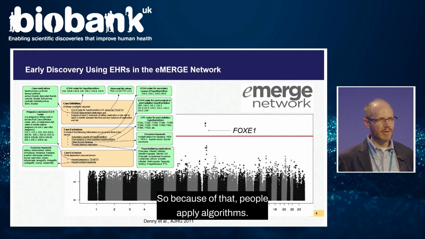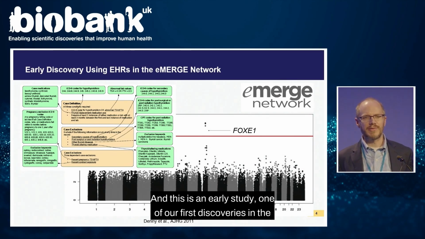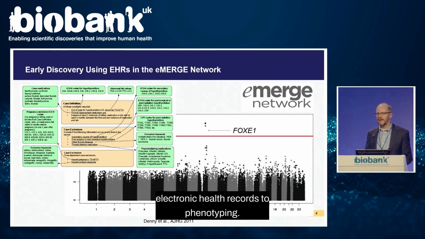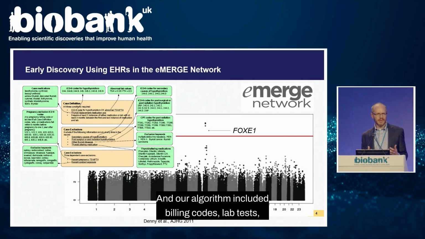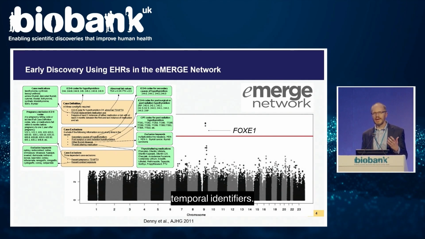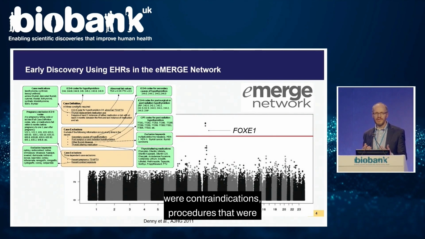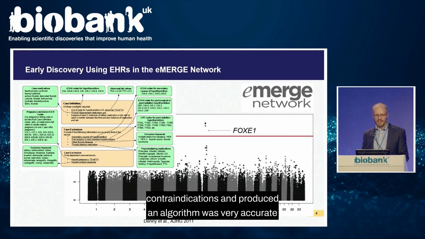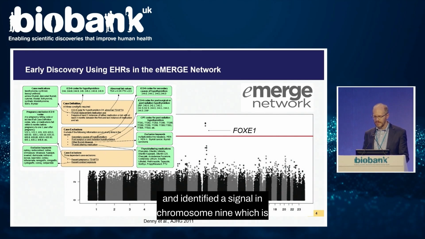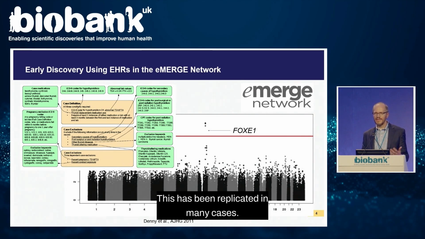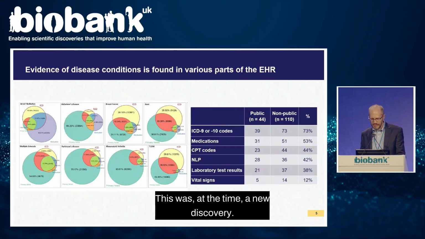So because of that, people apply algorithms. And this is an early study, one of our first discoveries in the eMERGE network, that found something new using just electronic health records for phenotyping. And our algorithm included billing codes, lab tests, temporal identifiers between those lab tests and the billing codes, medications that were contraindications, procedures that were contraindications, and produced an algorithm that was very accurate and identified a signal in chromosome 9, which is associated with hypothyroidism. This has been replicated in many cases. This was, at the time, a new discovery.